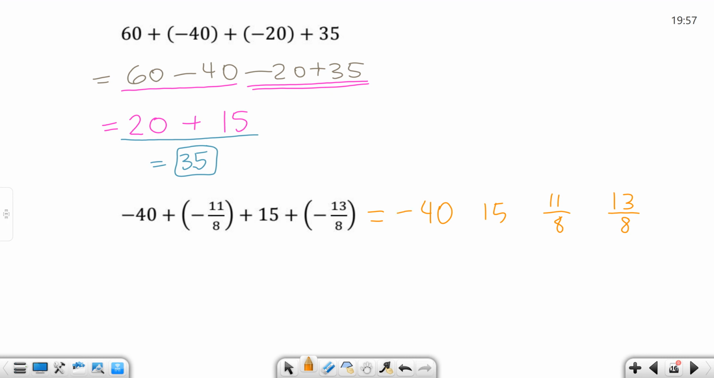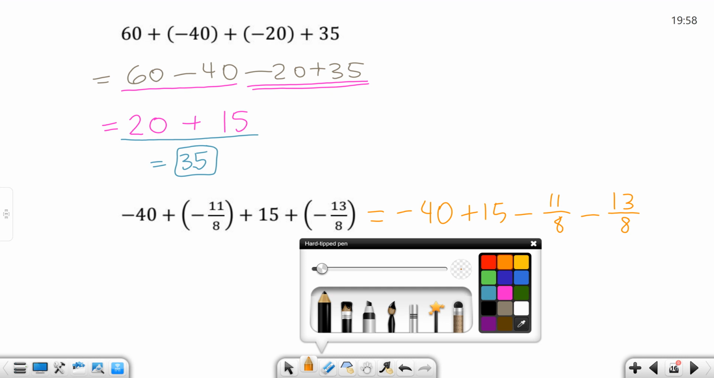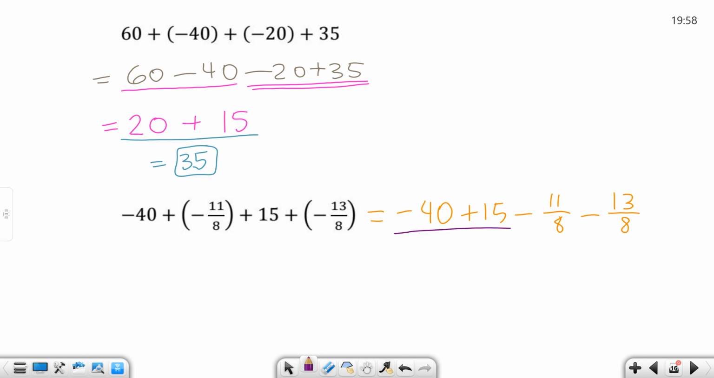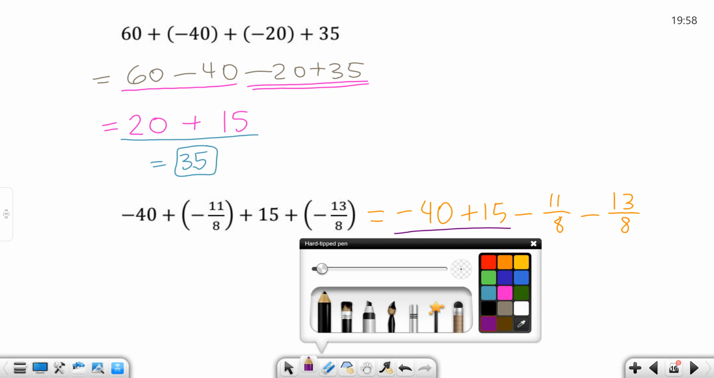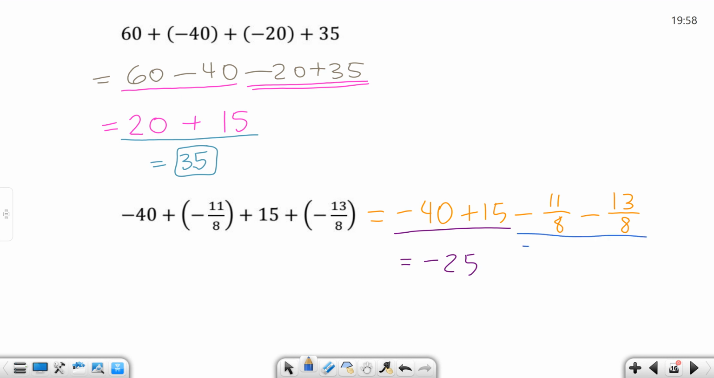So my 40 stays negative. My 15, there's nothing to change that, so keep it plus 15. We said plus or minus means what? Negative. What am I going to do when I combine those two terms? Add or subtract? That's right, subtract, because the 40 is negative and the 15 is positive. I don't care there's a plus between there. They're different signs. So 40 minus 15 is 25, and 40 is larger, so it's negative 25.